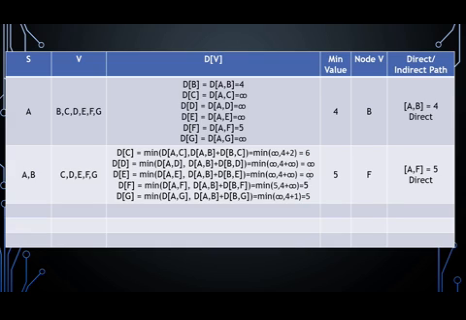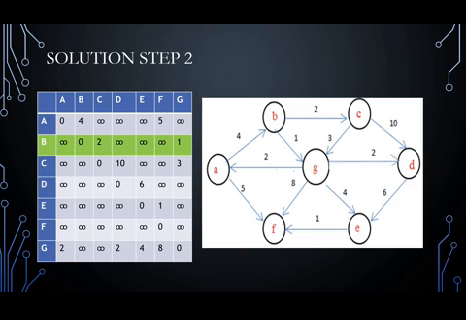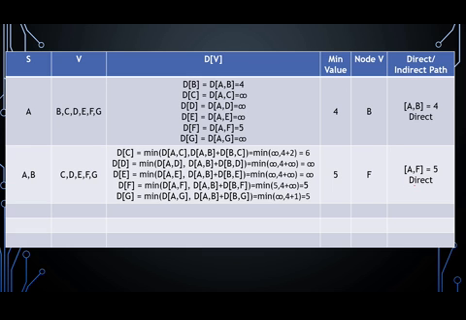So now out of all these values that I have got, which is minimum? 5 is minimum. So I have the minimum in two places. Then what to do? You can pick any one of them. So I will pick the first occurrence. So the minimum value is 5, and the node leading to it is F. First occurrence I have taken. So from A to F, the value is 5. It is a direct path. That is why I have written A to F 5 direct.